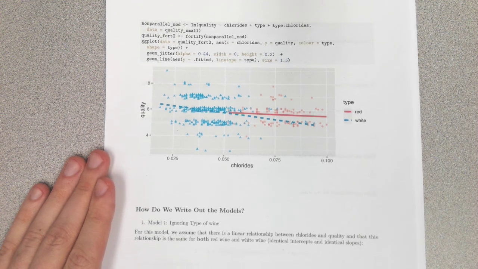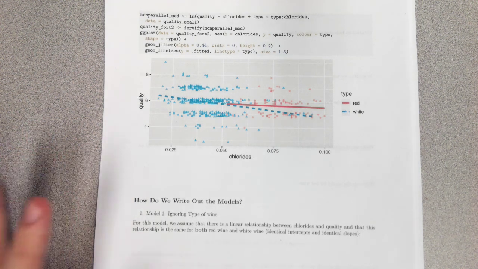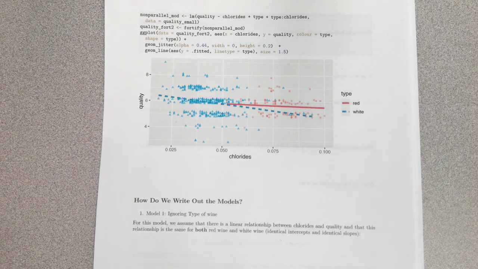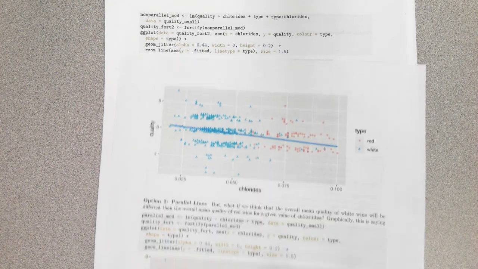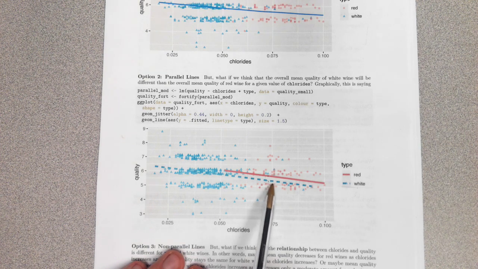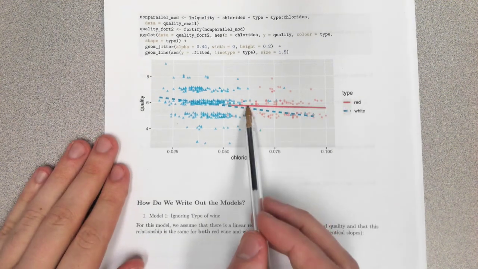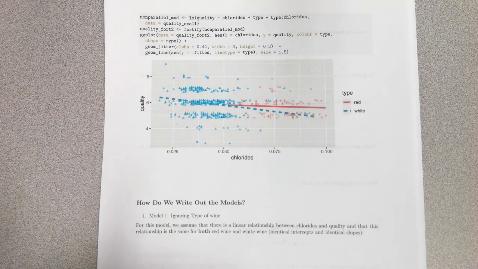Okay, so hopefully that setup is pretty clear. I think looking at the models graphically is fairly intuitive. So just a single line ignoring wine type, parallel lines so that the two wine types can have different intercepts, but they have to have the same exact slope, and non-parallel lines to allow the two wine types to have both different intercepts as well as different slopes. Looking at it graphically, hopefully it makes sense.